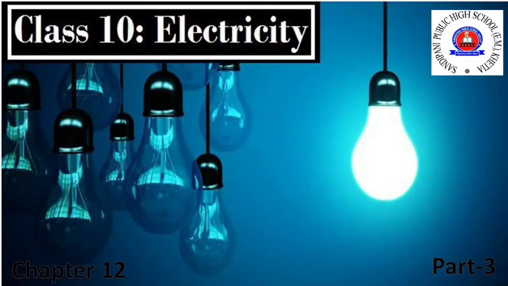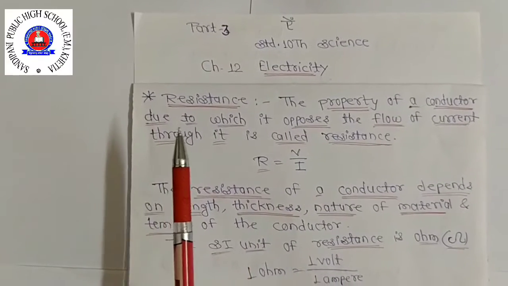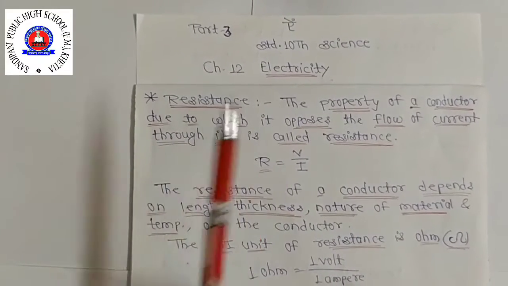Welcome students to the third session from your textbook, chapter number 12, Electricity. Today we will continue this chapter. In the last session we studied the electric circuit, types of electric circuit, symbols of electrical components and Ohm's law. So today we are going to discuss the resistance of a conductor.